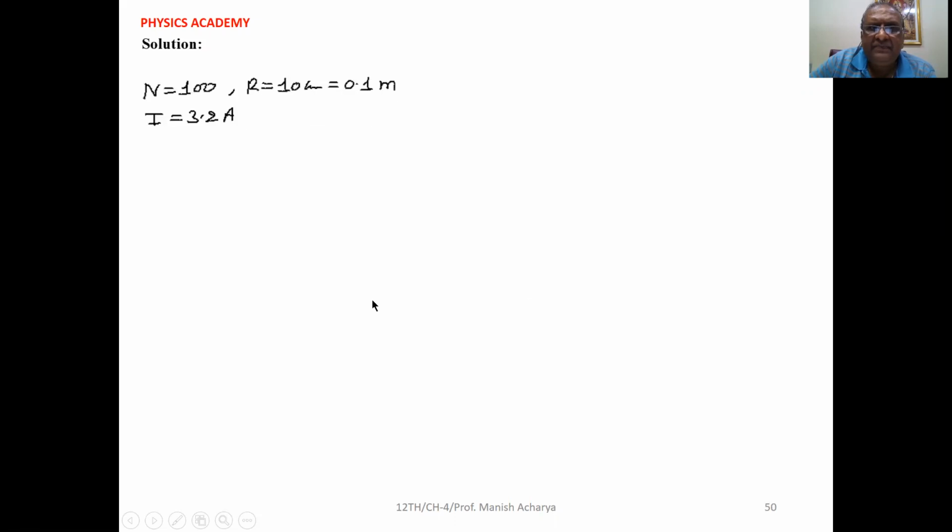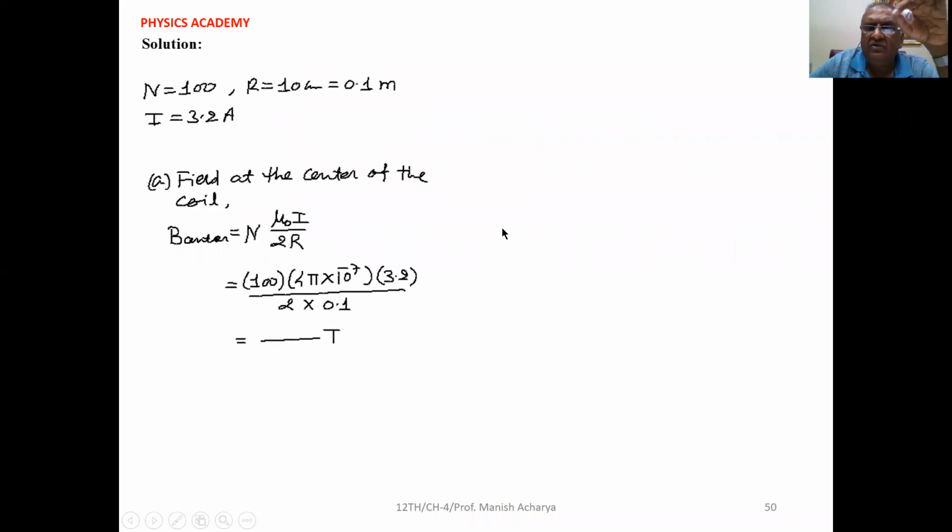Now see, the number of turns in the coil is 100, given to you. Radius of the coil is 10 centimeter, so that is 0.1 meter. Current passed through it is 3.2 ampere. First, we want to calculate the field at the center of the coil.